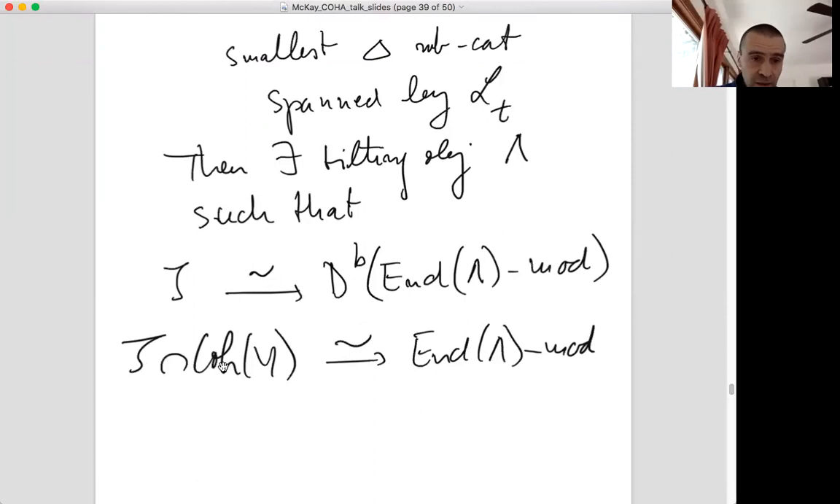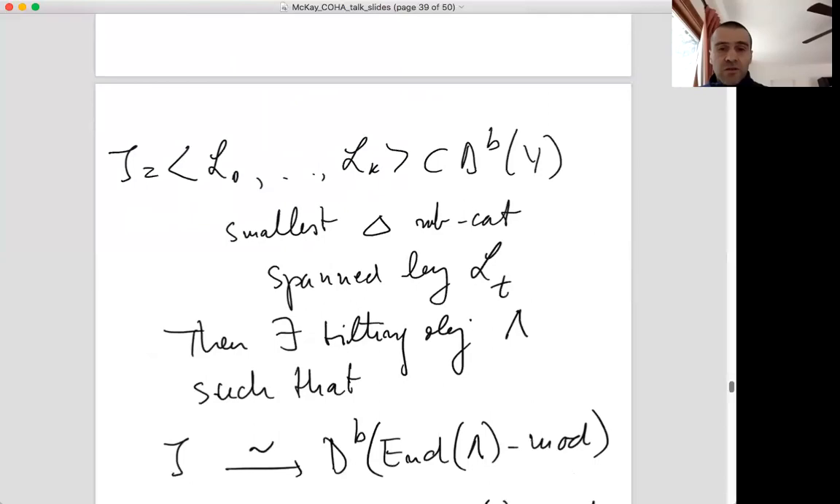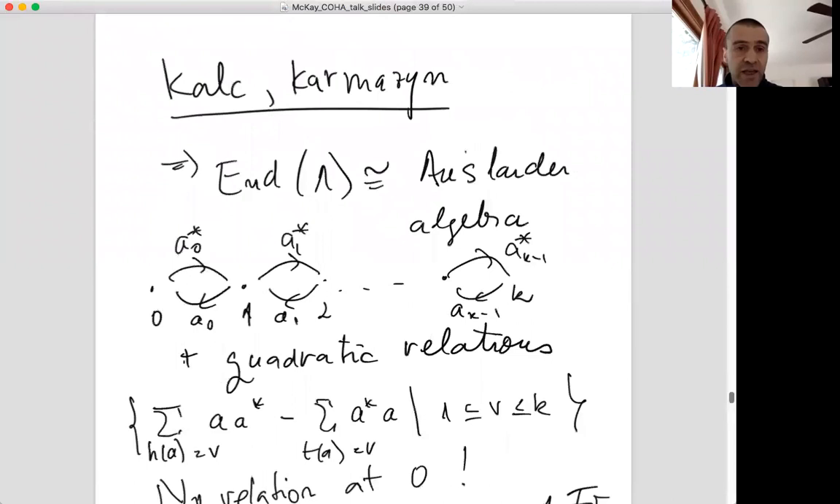And this equivalence also matches the abelian subcategory obtained by intersecting with the coherent sheaves to the category of modules. So the abelian category of modules inside here is the natural heart of the t-structure. So you have this, by applying their results to the setup. And moreover, what happens next is there are further results of Kalck and Karmazyn.